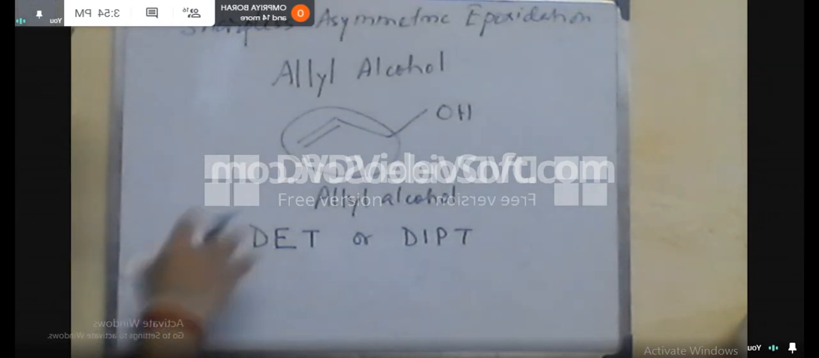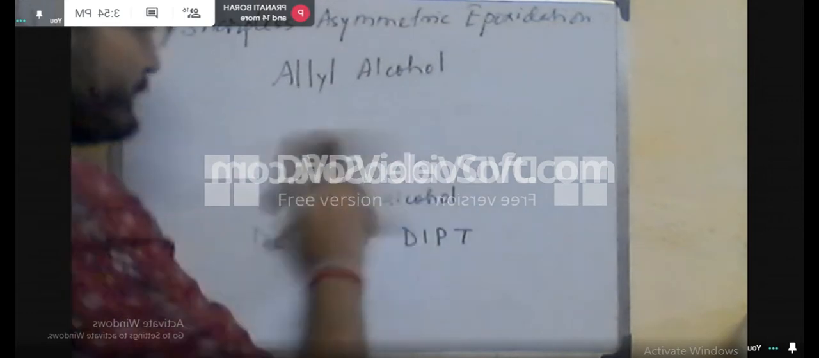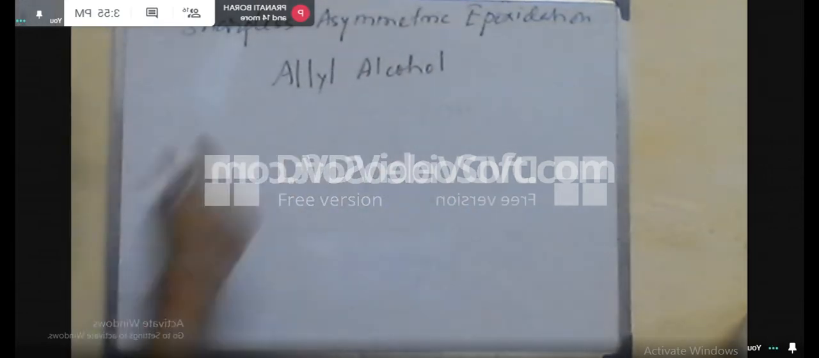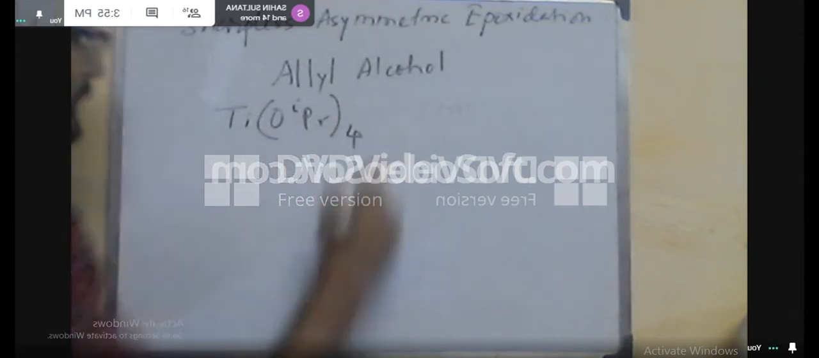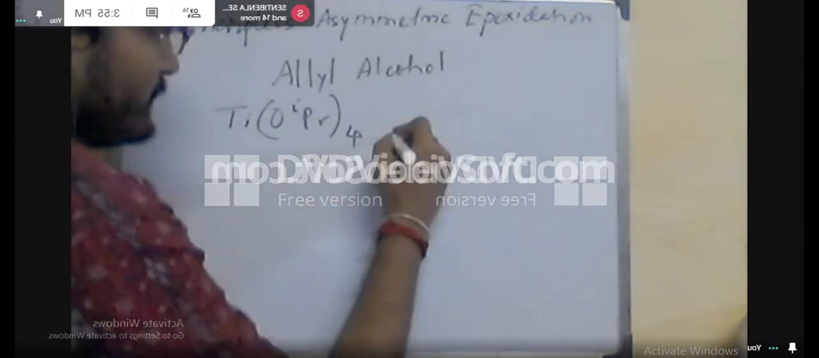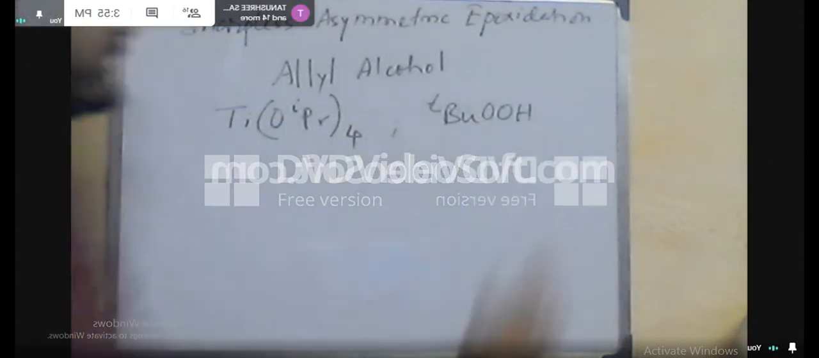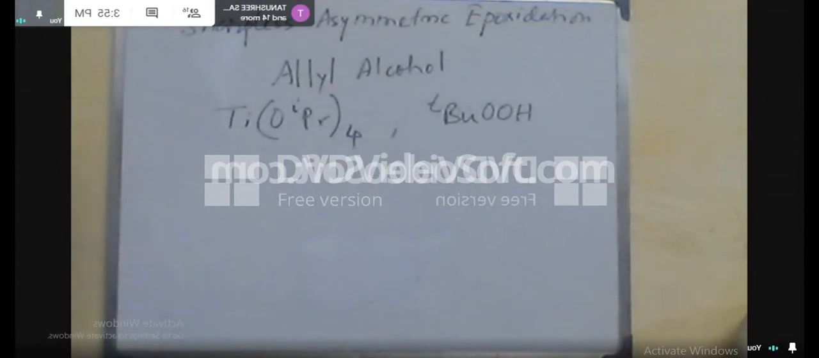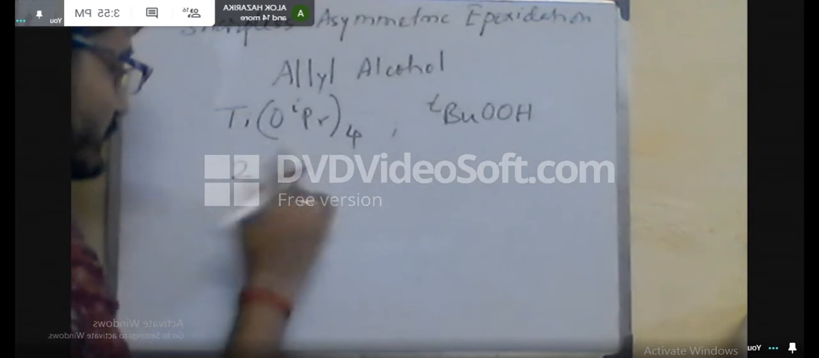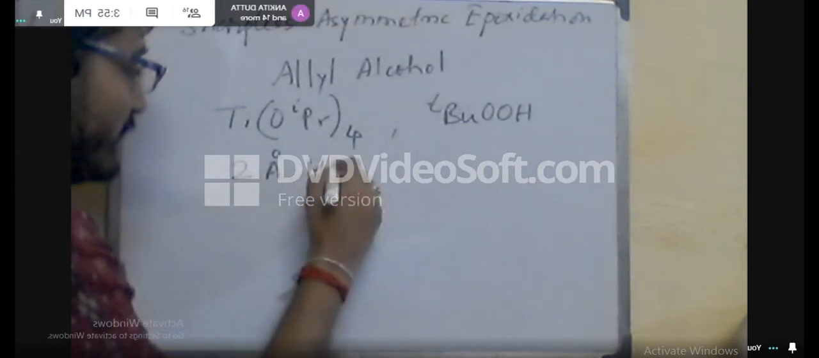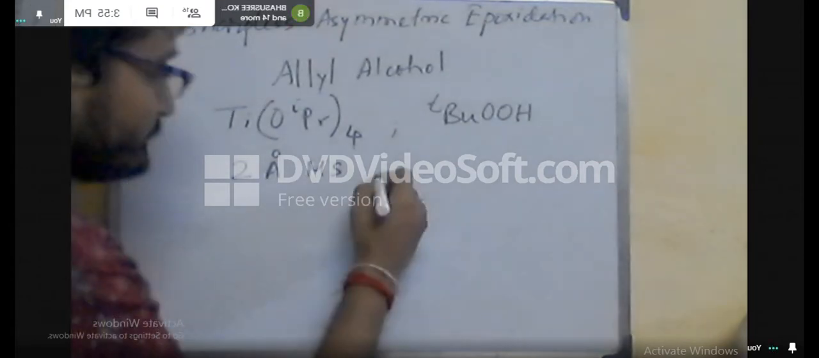Next, 2 angstrom molecular sieve. This is used to accelerate the reaction. Dichloromethane, that is DCM, is used as solvent, and the reaction temperature is minus 10 degrees Celsius or minus 20 degrees Celsius. It is fixed for all the reaction conditions. But the only important thing in this case is the presence of the chiral reagent, that is DET or DIPT.